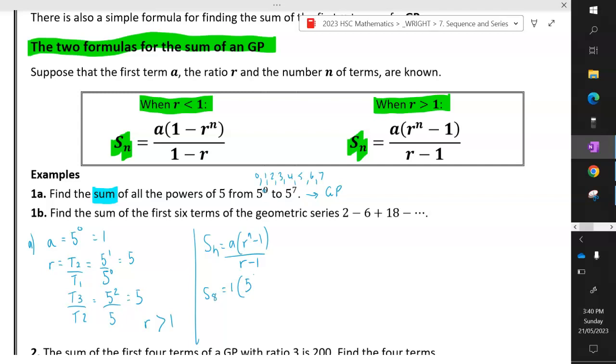So our R is to the power of 8 minus 1 all over R minus 1, which is equal to 4. So our sum to 8 terms is going to be 5 to the 8 minus 1 over 4. So pop 5 to the 8 on your calculator, minus 1. I might just pop it up here on my screen.